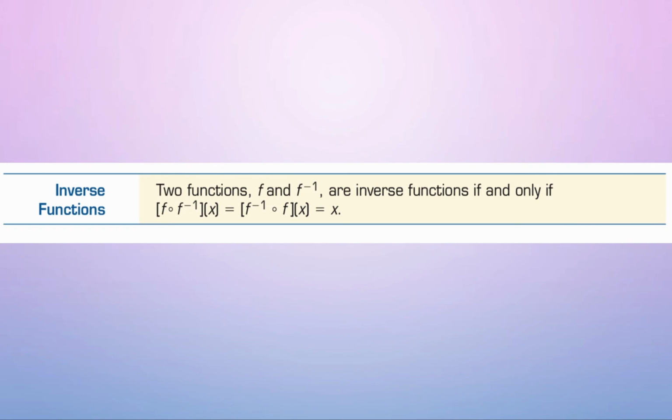So, two functions, f and f inverse, are inverse functions if and only if the composite f of f inverse of x, a lot of times we've been writing this as f of f inverse of x, and f inverse of f of x, both equal x. So this is how we can verify that two functions are inverses.